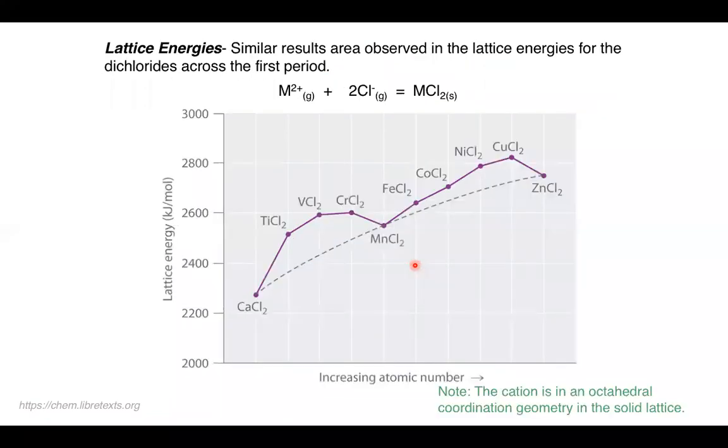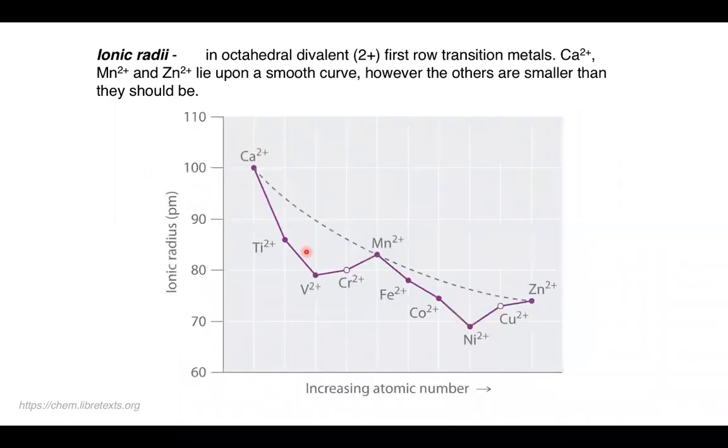Lattice energy, similar things are seen. Similar results are observed in the lattice energies for the dichlorides across the first period. Note that the cation is in an octahedral coordination geometry in the solid lattice. So even though these are titanium dichloride, vanadium dichloride, chromium dichloride, they're actually coordinated to 6 chlorides within the lattice. It's just that for every chromium, there are going to be 2 chlorines.